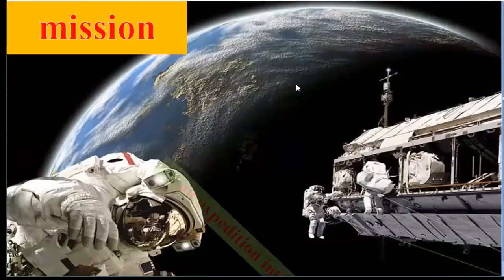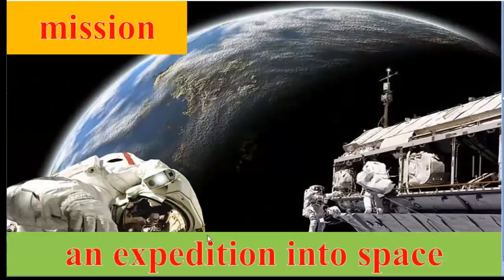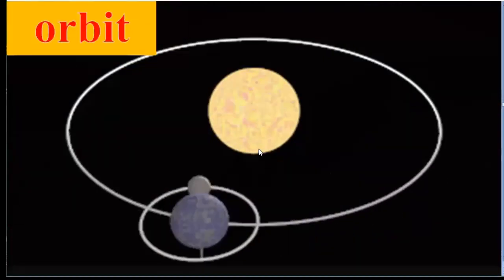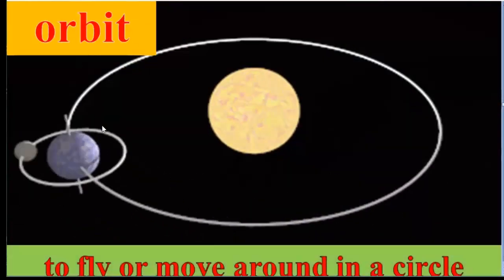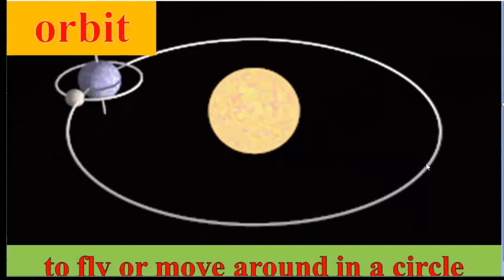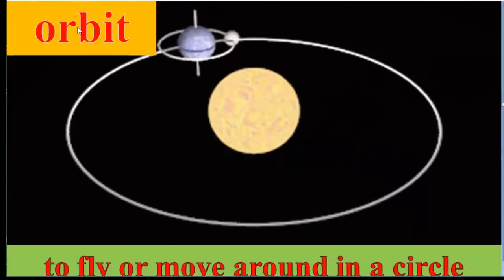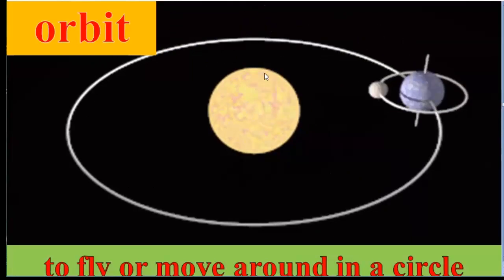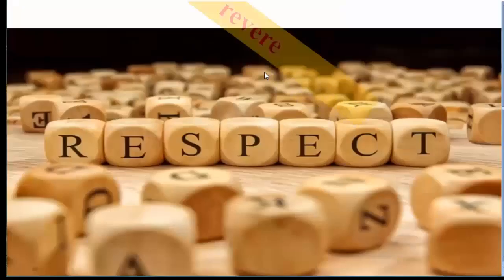Next here, we have mission into space. A mission is an expedition into space. So this is mission, the same as the word expedition into space. Orbit, revolve around. Here, this is orbit. Have a look. Fly or move around, move around in a circle. This is to orbit something. It means to move around it in the form of a circle.